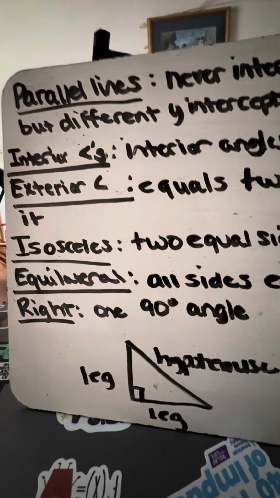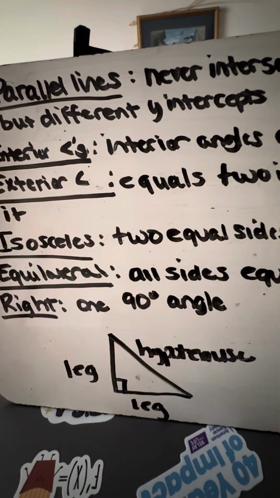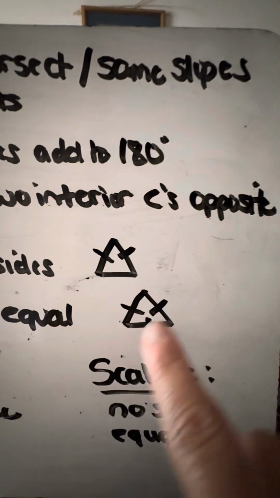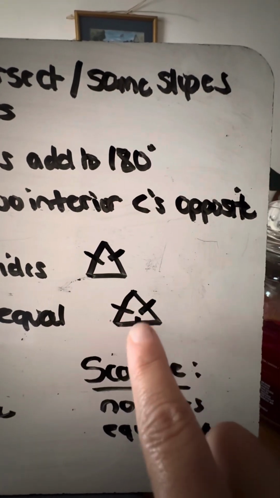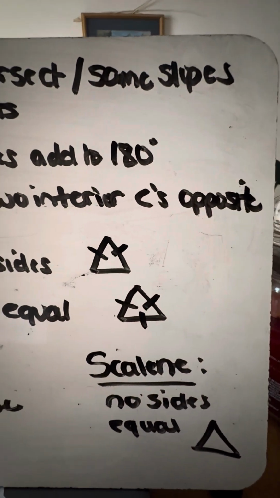But an isosceles does have two equal sides. An equilateral has all three sides equal. So as you can see, this one has a line on each one of the pieces. That means that all of them are the exact same size.